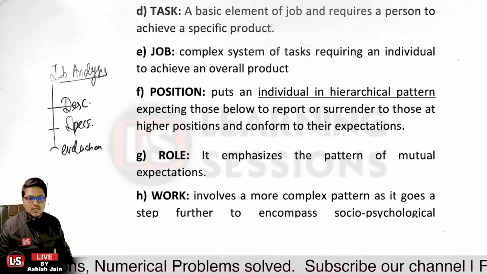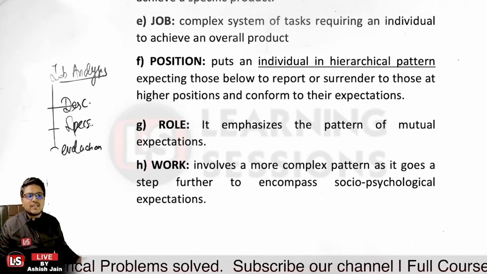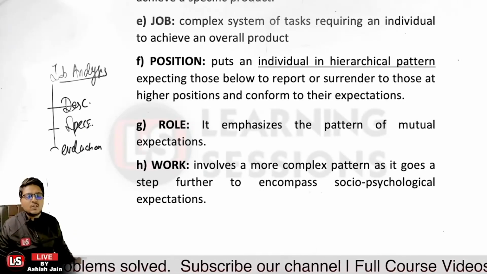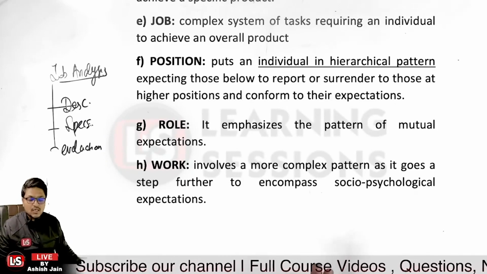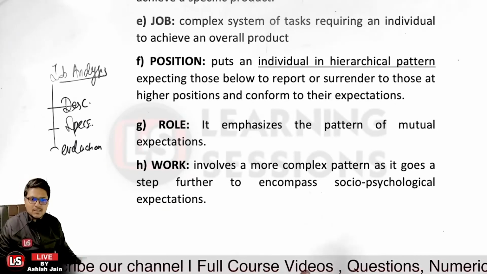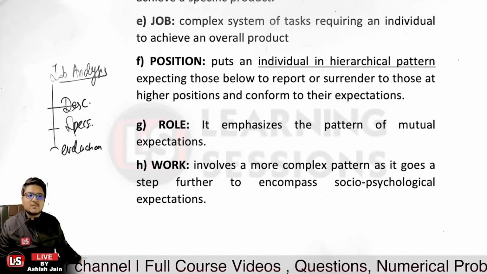Okay, then it is related to work, which involves a more complex pattern as it goes a step further to emphasize socio-psychological expectations. So that is related to the workplace, which involves a more complex pattern.